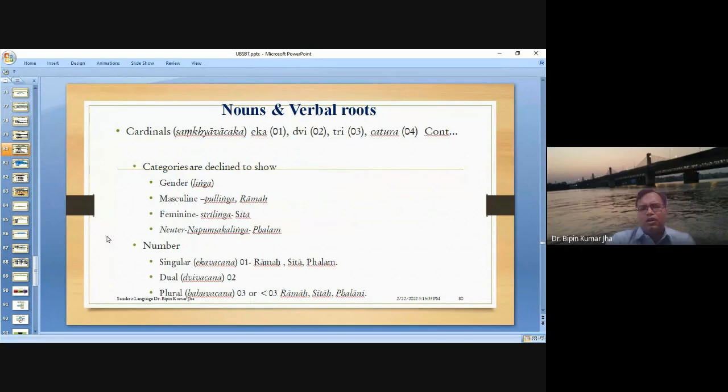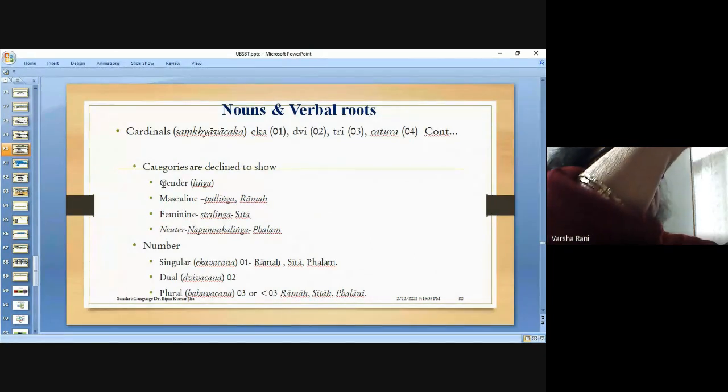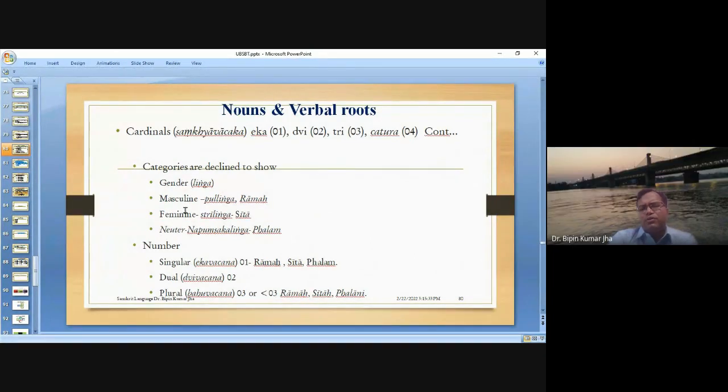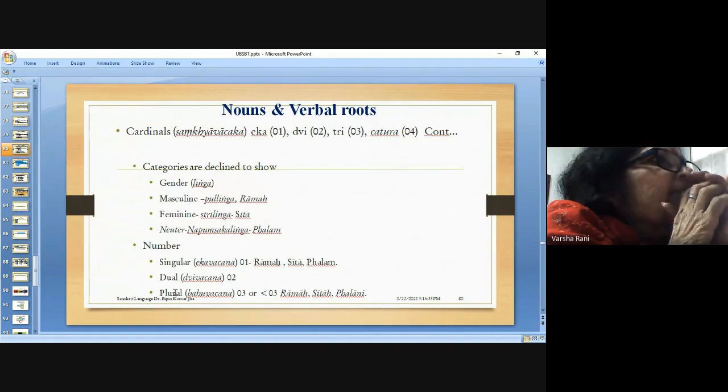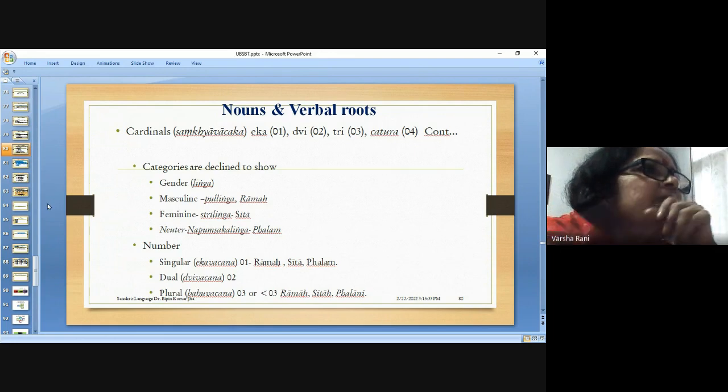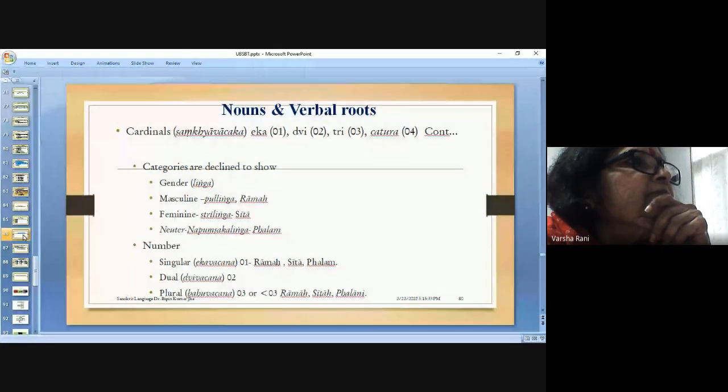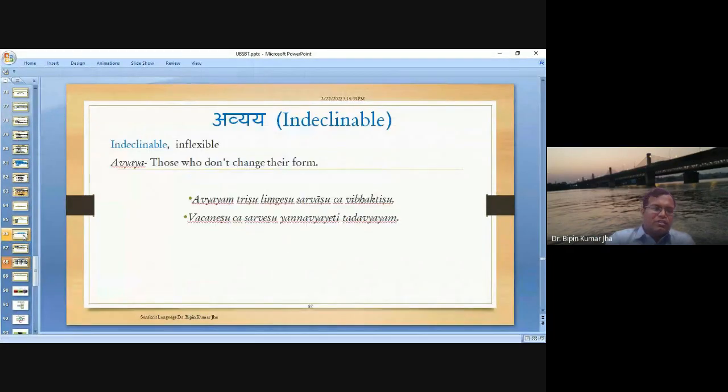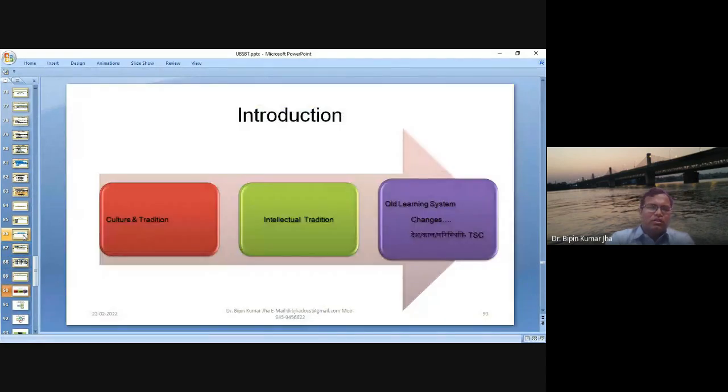Yes. This is about gender: masculine, feminine, neuter, and singular, dual, and plural. Yes. Okay, now I am disconnecting this one from the next part.